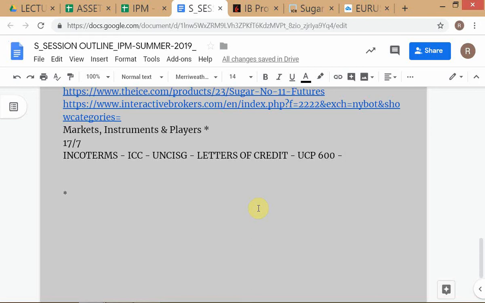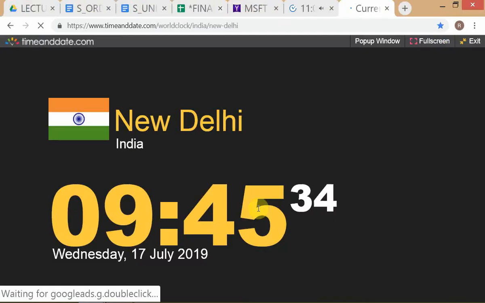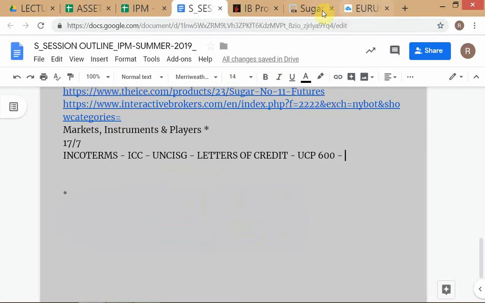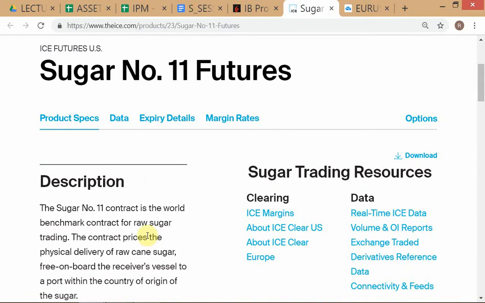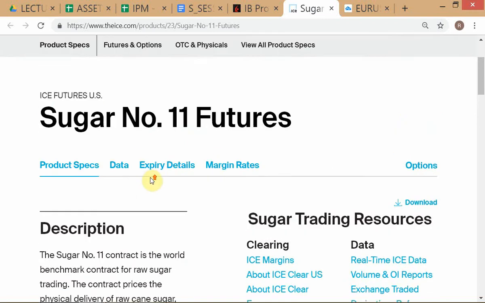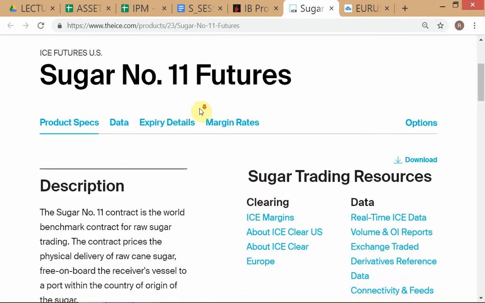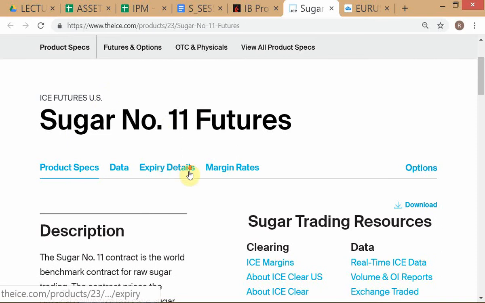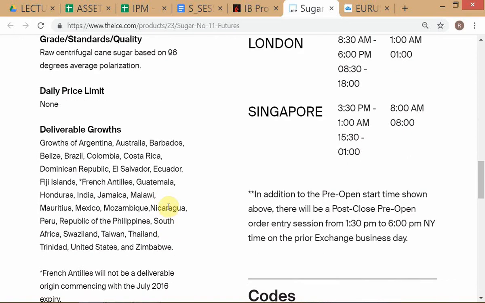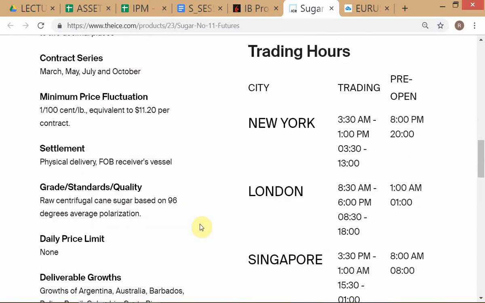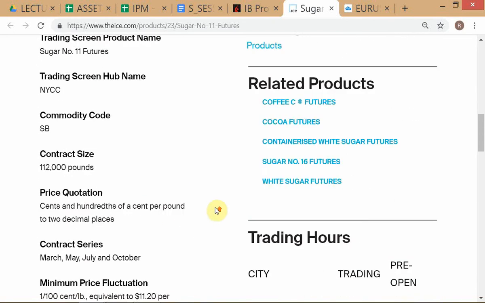Okay, all right guys. So this entire discussion starts from the sugar contract. When you look at the contract specifications, first is the error correction from the previous day. The NYBOT is not a part of the CME group, it's a part of ICE, a different exchange. This is a very important sugar contract, called the World Sugar Contract. There's also an American sugar contract. You can see how many growths are deliverable against this sugar contract. You can take sugar from any of these countries.